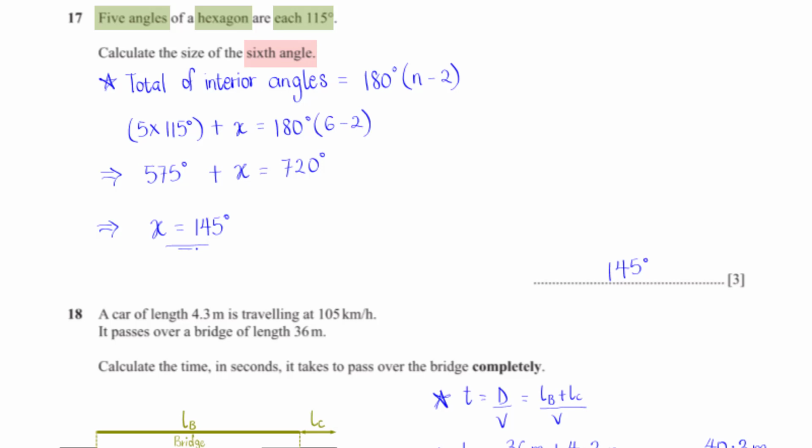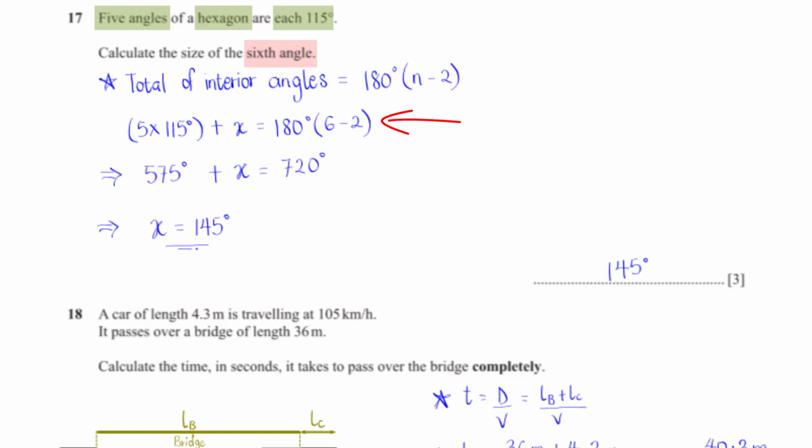So one fact that we are going to use to help us solve this question is the fact that the total, or the sum, of all interior angles in any given polygon is equal to 180 degrees times n minus 2, where n is equal to the number of sides of the given polygon.